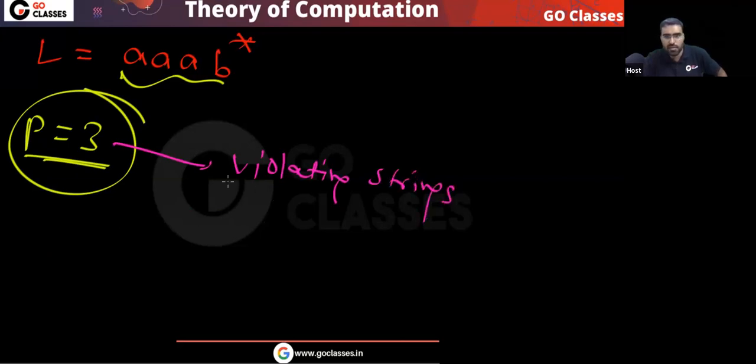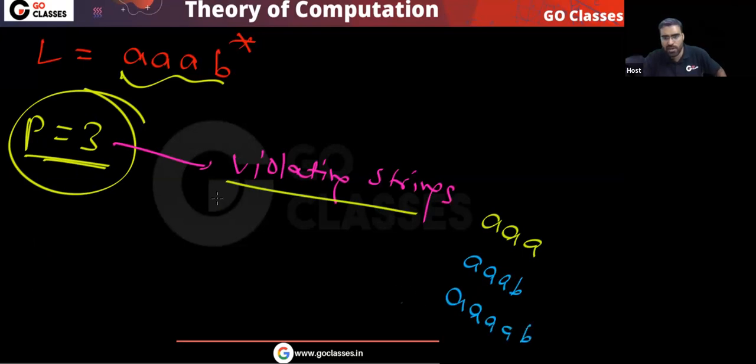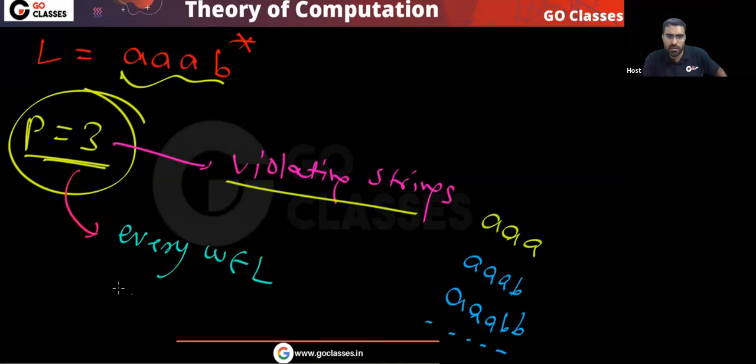These are the violating strings. This will be a violating string. Actually, every string will be a violating string. Yes or no? If you take p equal to 3, then every w belonging to L violates. Every w belonging to L will violate.